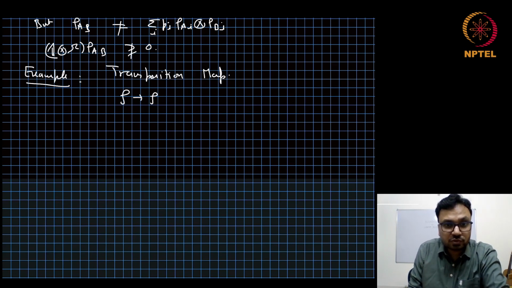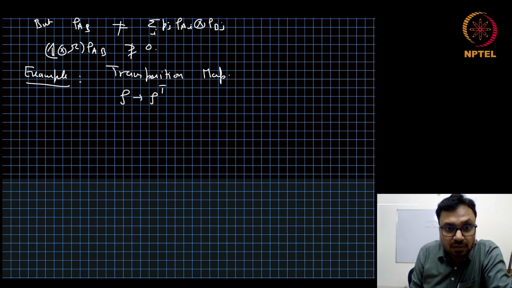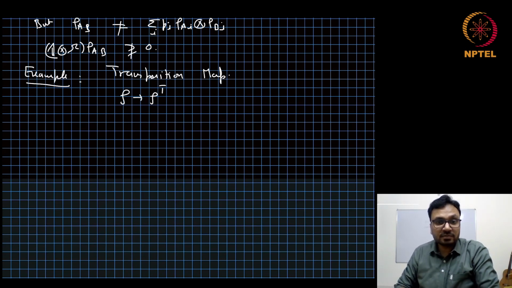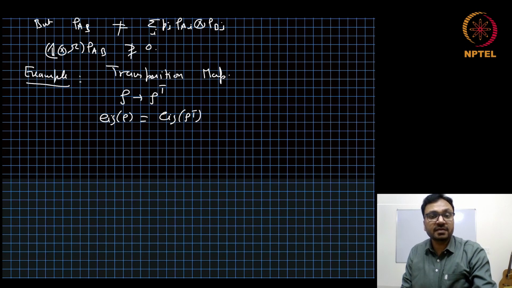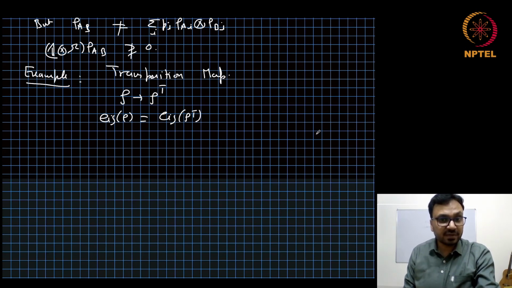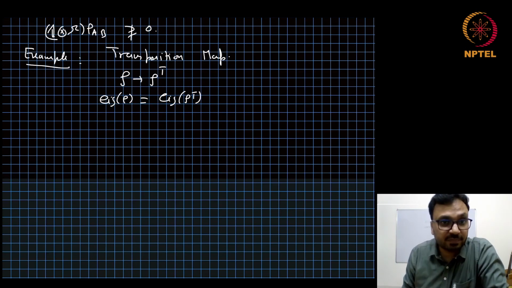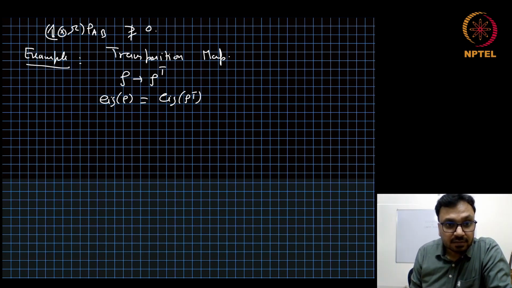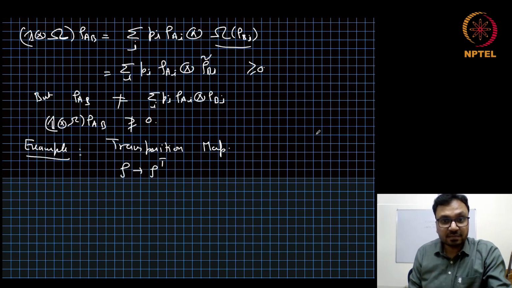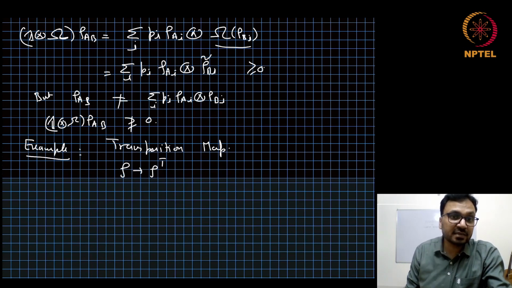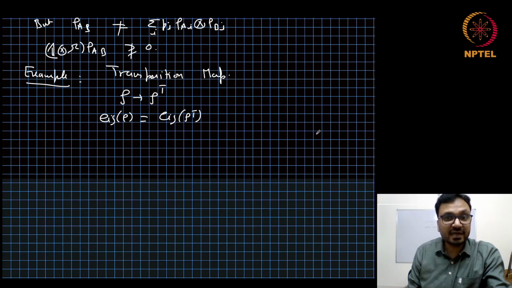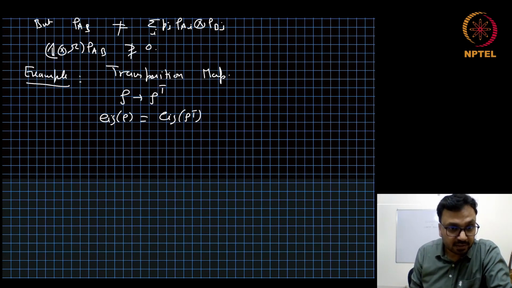So rho goes to rho transpose is the map we have. So we can see that the eigenvalues of rho are the same as the eigenvalues of rho transpose. So in that way, it maps all the positive operators to positive operators, so it's a positive map. So if there is a separable decomposition and we apply a transpose on one side, we will get another positive operator, and in that way, it satisfies what is required.